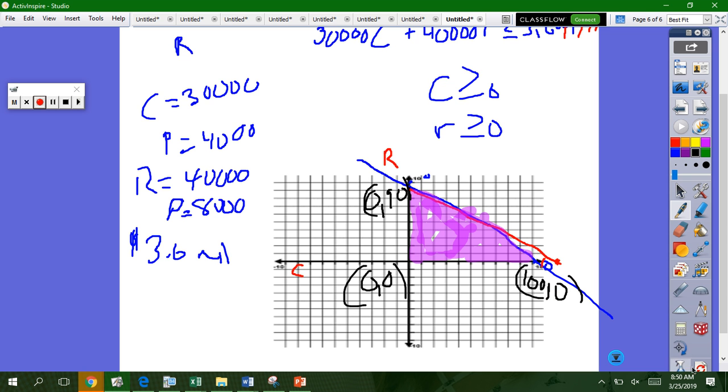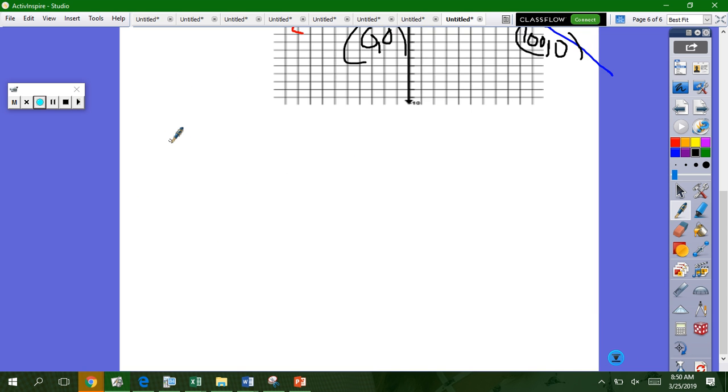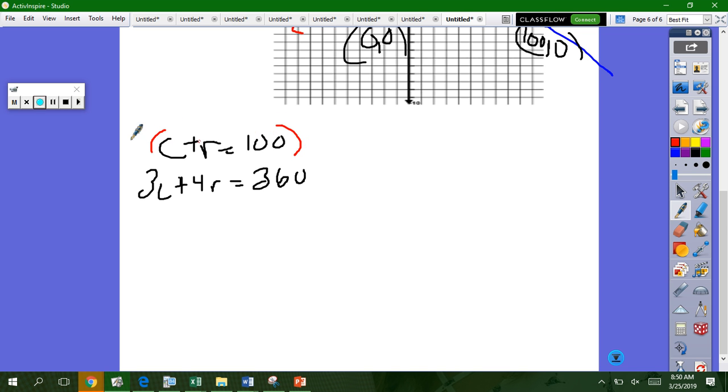Okay, so coming back down here, I'm going to go ahead and write it. So I have C plus R equals 100. And then I had 3C plus 4R, I believe, correct? Equaled 360. Is that what they were? What are we going to do? We're going to times the top row by how much? I'm going to go -3. So I get -3C minus 3R equals -100. So when I get this, I get R is 60.